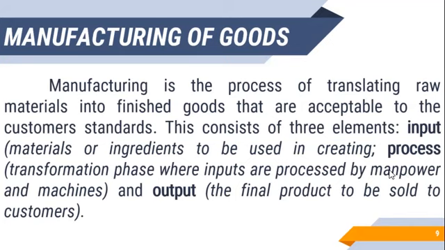So kapag sinabi po nating input, these are the materials or ingredients to be used in creating. Next is the process. The process is the transformation phase where inputs are processed by manpower and machines. And lastly, the output is the final product to be sold to the customers. So it is important for us to identify these three elements for the manufacturing of the goods.